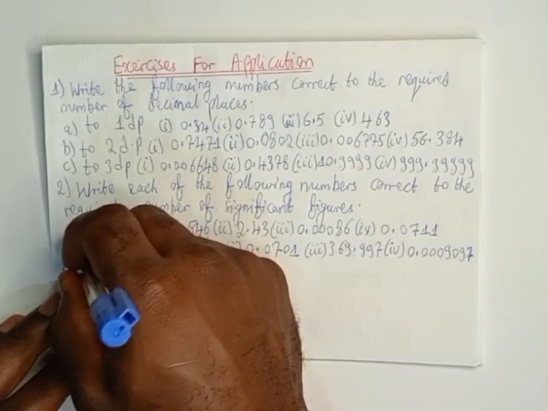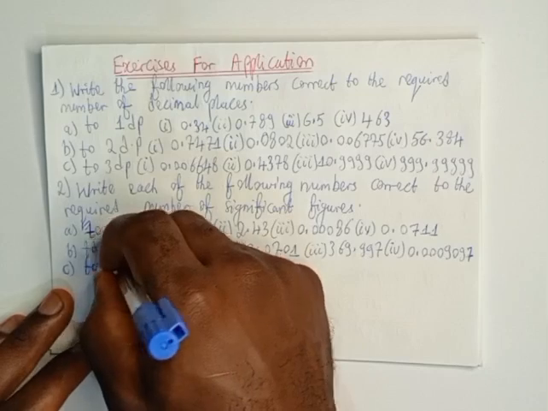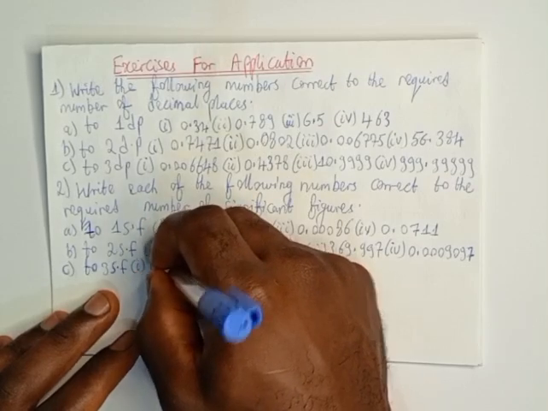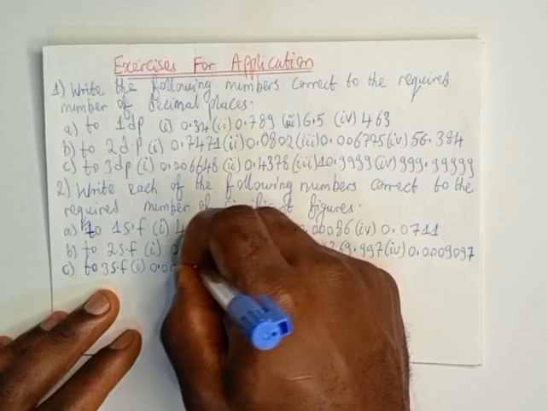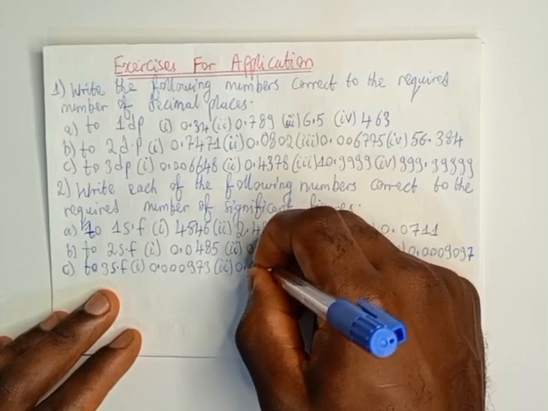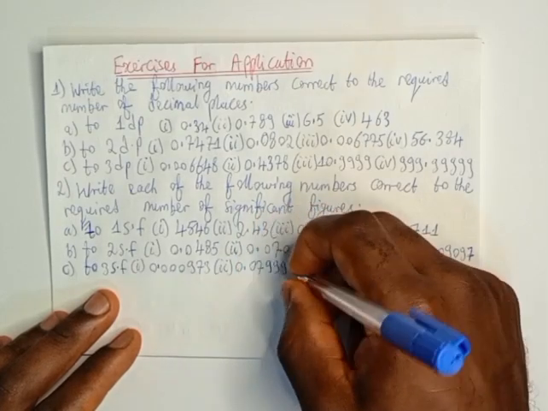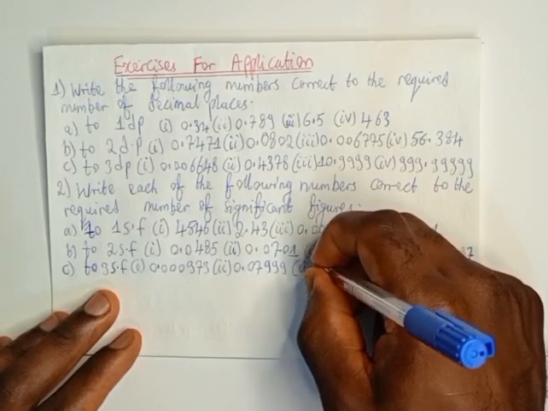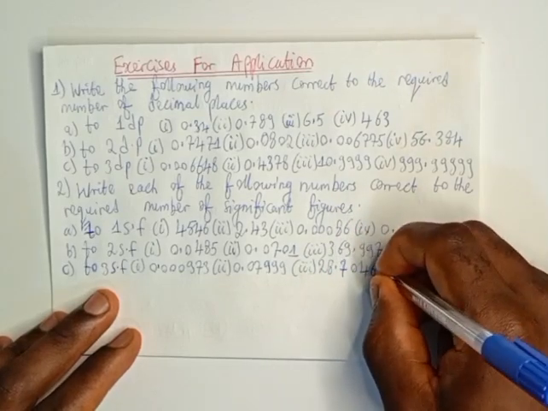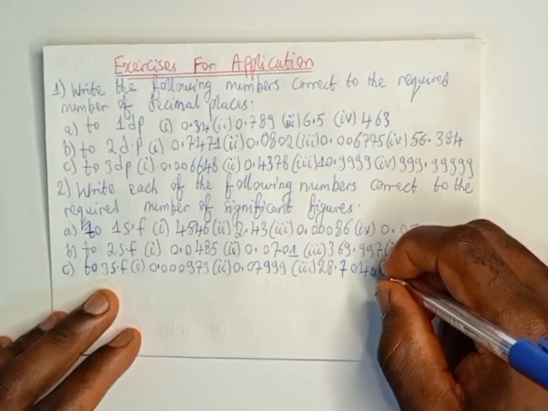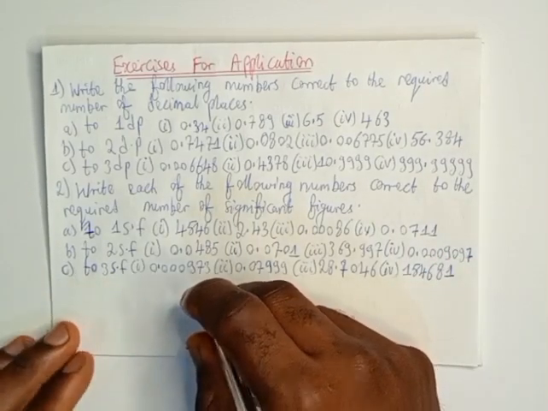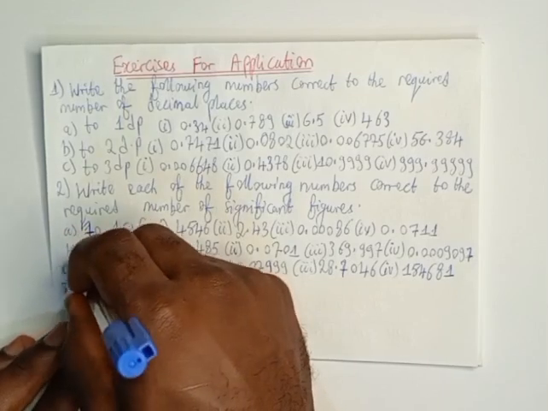We move to question C. For C, to 3 SF. For I, we have the number 0.0000973. 2I, we have the number 0.07999. 3I, we have the number 28.7046. 4, we have the number 154,681.